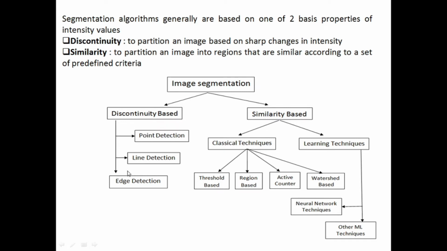Again, in the discontinuity based image segmentation process, we also encounter some kinds, that is point detection, line detection and edge detection. Why? Because the sharp changes of intensities in the image normally happen through these kinds of attributes present in the images. And coming to the similarity based, we have classical techniques as well as learning techniques. By using these classical and learning techniques, we are able to partition the image into meaningful entities.